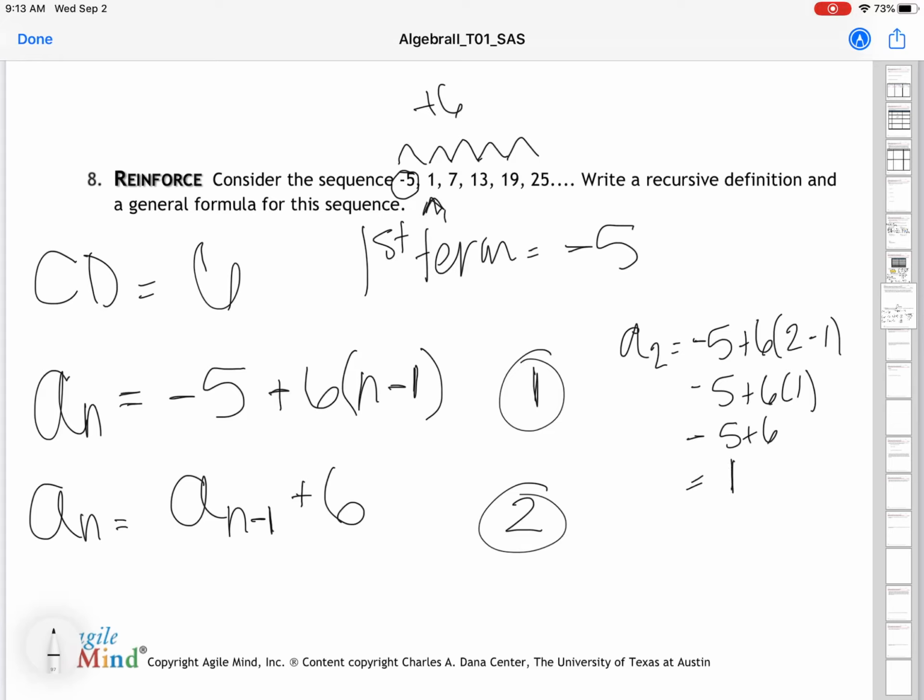Is my second term 1? Yes. Okay, this works.